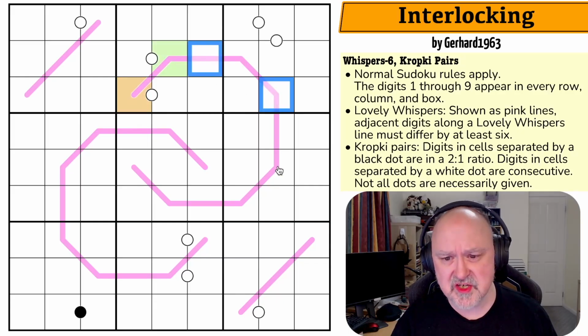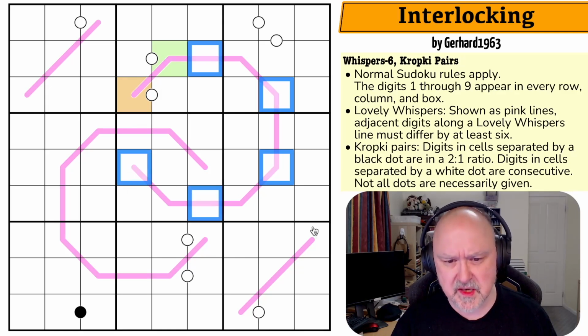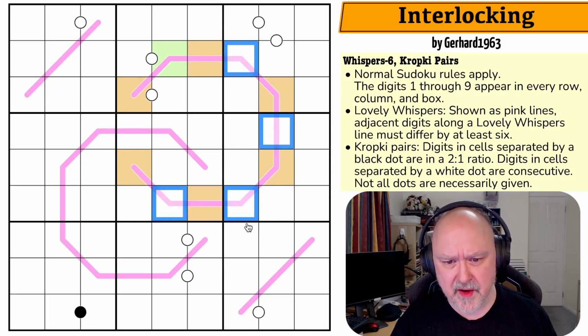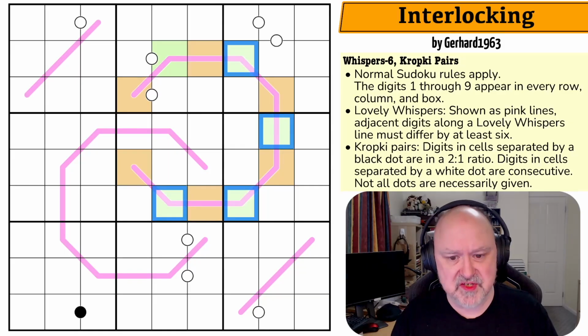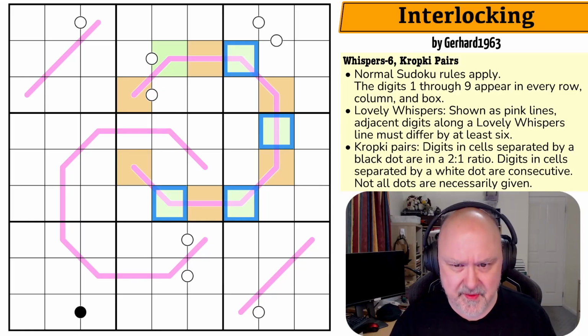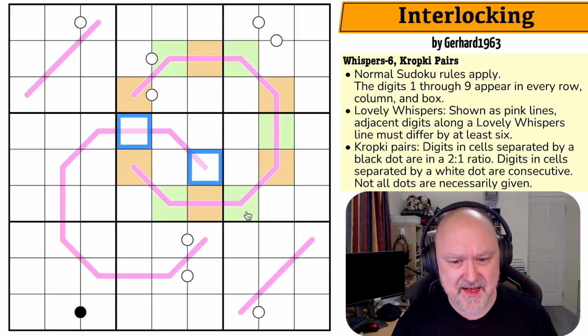But this is going to be orange, this is going to be orange, this is going to be orange, this is going to be orange, this is going to be orange. And then these are going to be the other one, because you can't put the 7, 8, 9 next to each other. There's maximum differences too. And you can't put the 1, 2, 3 next to each other. The maximum differences too.